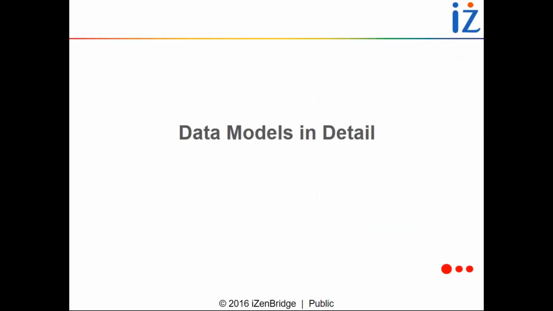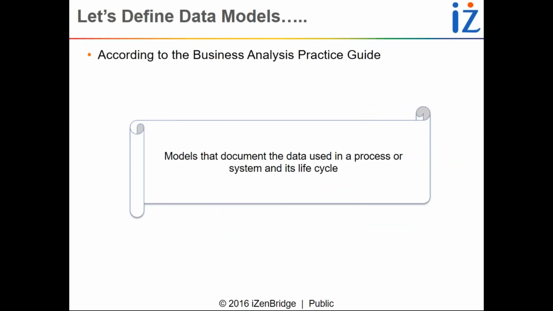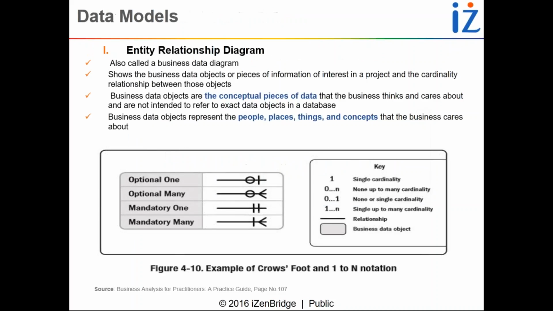So data models in detail. According to the Business Analysis Practice Guide, these are the models that document the data used in a process or system and its life cycle. In a data model, we describe how business logical data relate with each other, what kind of information we can store, and there are various tools and techniques by which we can visualize the data in our system and how they are flowing. So let's look at these tools and techniques.